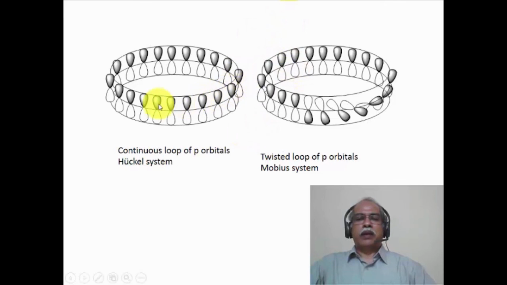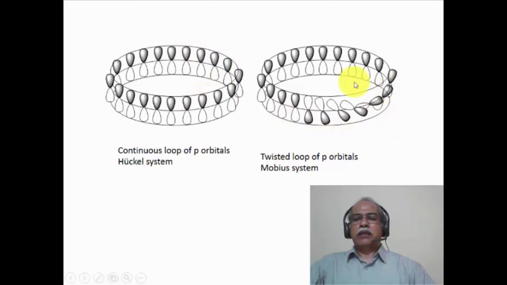If you look at this loop here, all the shaded portion is on the top and it is continuous, and if you have 4n number of electrons in this continuous loop of system, then it would correspond to a Huckel anti-aromatic system. If it is a 4n plus 2 kind of electron count, just as in the case of benzene for example, then it would correspond to the aromatic kind of loop.